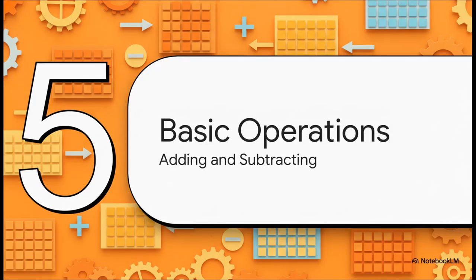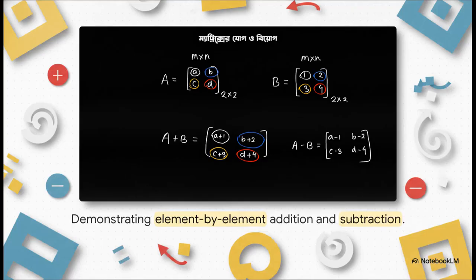And our final stop, Section 5, Basic Matrix Operations. Up until now, we've only looked at matrices in isolation. Let's finally bring multiple matrices together. Adding or subtracting 2 matrices is wonderfully intuitive. The only catch? The matrices must be the exact same size. If they are, you just match up the corresponding elements in identical positions and combine them.